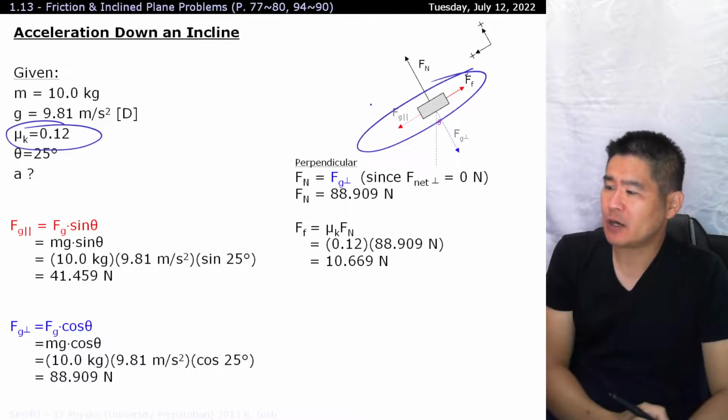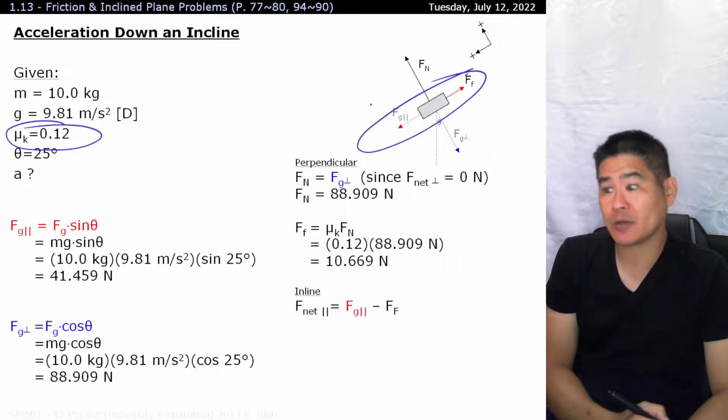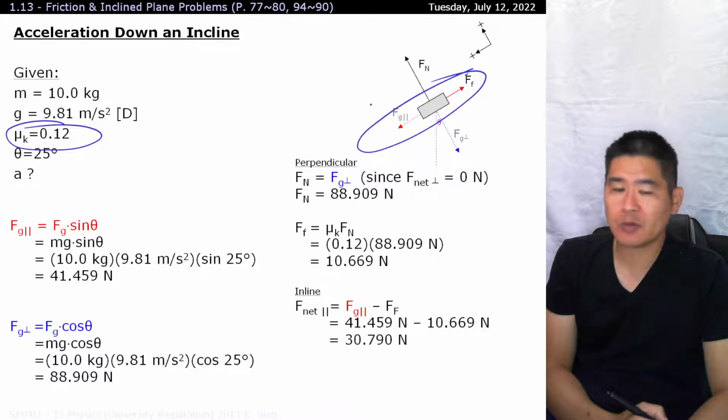Okay, so our F net inline is equal to whatever allows it to accelerate downwards, which is Fg inline, subtract whatever is slowing it down, which is the force of friction. All right, so we have our 41 newtons, subtract our 10 newtons, which gives us 31 newtons.